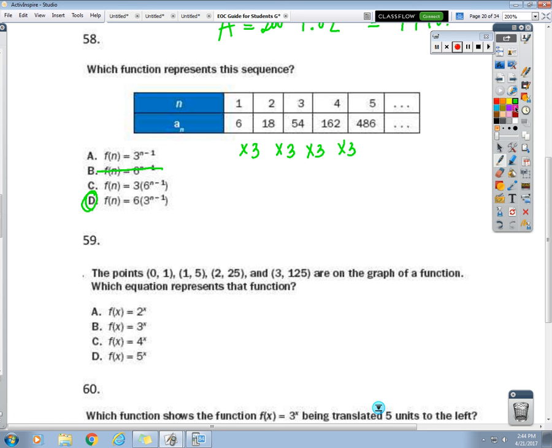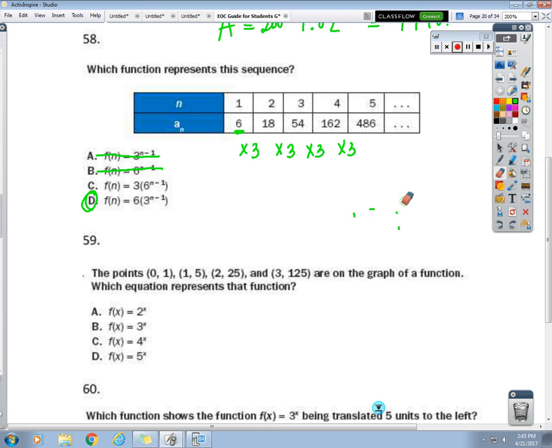Then I just started with my choices, and I said, okay, 3 to the n minus 1 power. What is your first n value? 1. So if I replace the n with a 1, doesn't that become 3 to the 0 power? 1 minus 1 is 0. And what is 3 to the 0 power? What's anything to the 0 power? Anything to the 0 power is 1. Well, is that what I was supposed to get? No, which tells you A is not right. Then you would move on to function C and try the same thing.